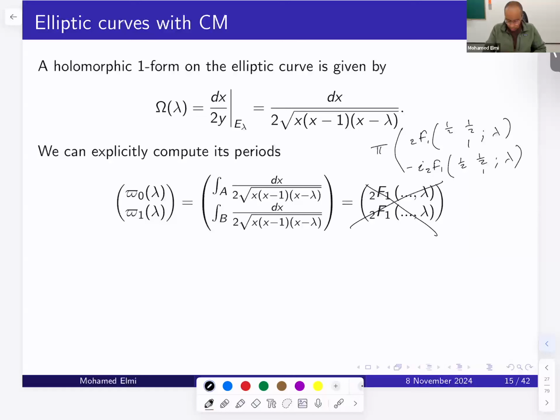And the point is that we have these A cycles and B cycles that we wrote down earlier. We have a holomorphic one-form. We integrate them, we'll find some functions of lambda. And they're very famous functions. They're Gauss's hypergeometric functions. Should be 1 minus lambda. And these have been implemented, for example, in Mathematica. They're very classical things.